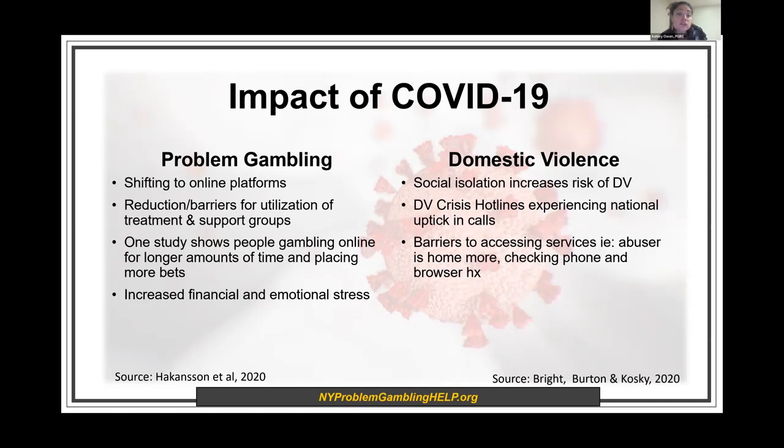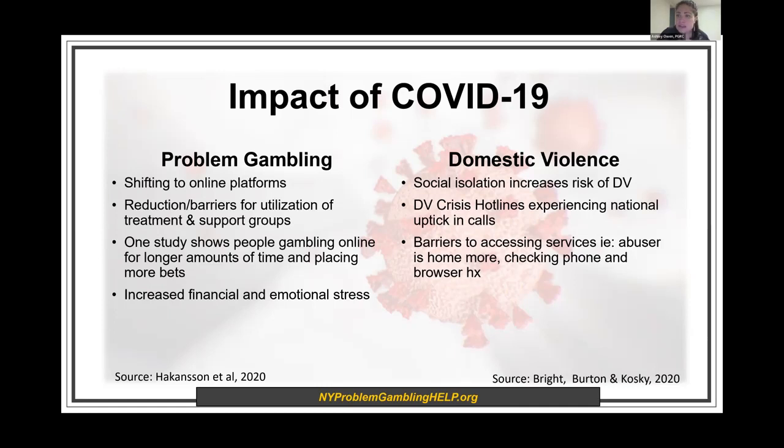In fact, one study done a couple of months into the pandemic showed that people who gambled online, they were able to tell by looking at their IP addresses, were spending more time on gambling websites and betting more money. So that gives somewhat of an indicator as to what the increase in problem gambling behavior may have looked like when these platforms became more accessible.